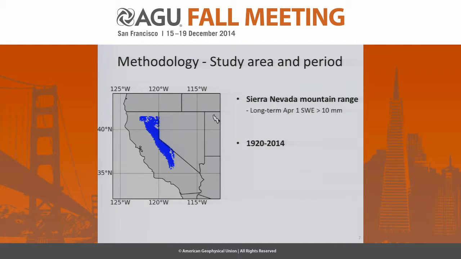In our study, we focus on the area of the Sierra Nevada mountain range where the long-term simulated April 1 snowpack is larger than 10 millimeters. All of our following analyses are based on this blue area here. Our period of analysis is 1920 to 2014, which covers 95 years of record.